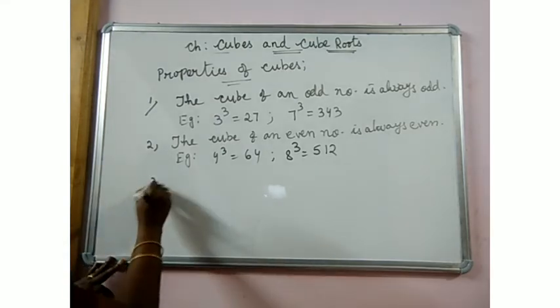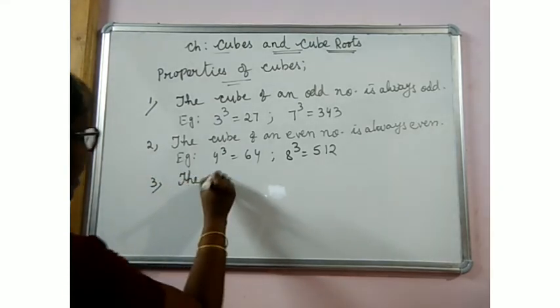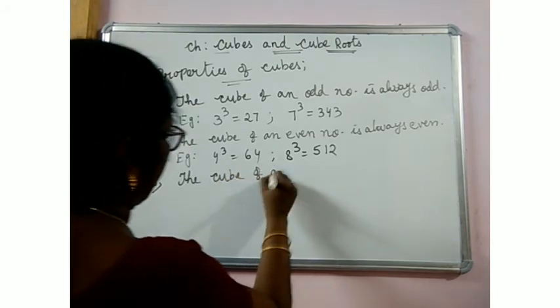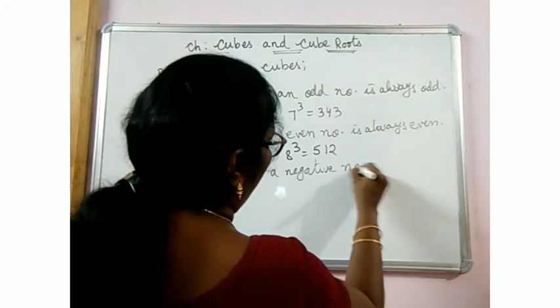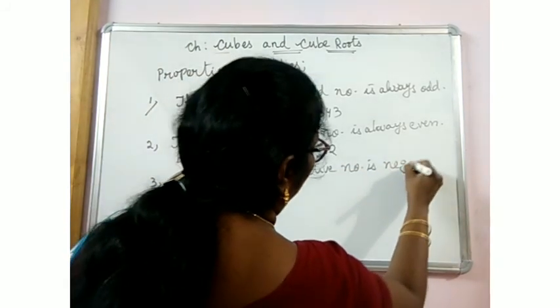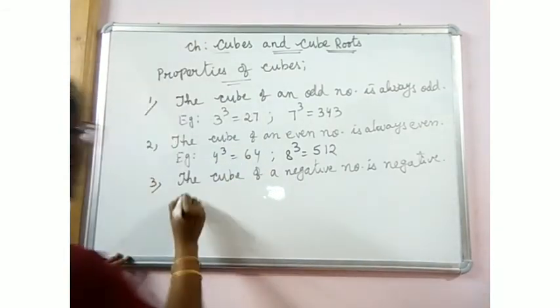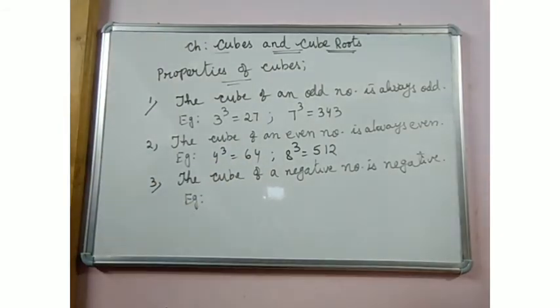And your next property is the cube of a negative number is always negative. The cube of a negative number is negative. Whenever you get the cube of a negative integer or negative fraction or negative decimal, whatever it may be, you will always get the negative value. Minus 1 whole cube is minus 1. Minus 2 whole cube is minus 8 and so on.